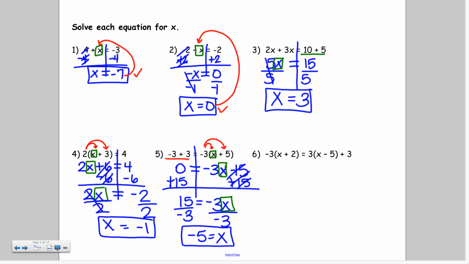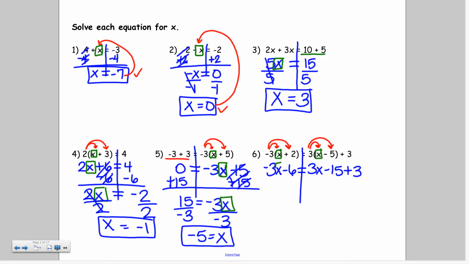Now again, you could plug the value back into your equation and check to see if you're correct or not. All right, number 6. We want to get x by itself, but we have an x on each side, and we have multiple things going on, so we need to take care of that first. On the left side, we need to distribute the negative 3. On the right side, we need to distribute 3. And then we'll add 3 at the end. So we get negative 3x minus 6 is equal to 3x minus 15 plus 3.